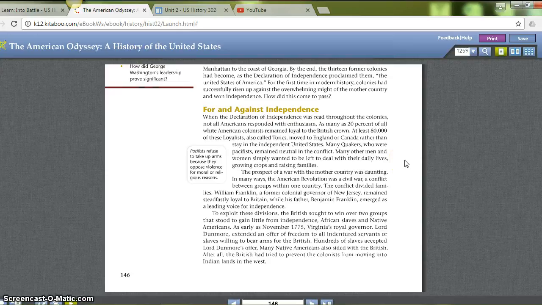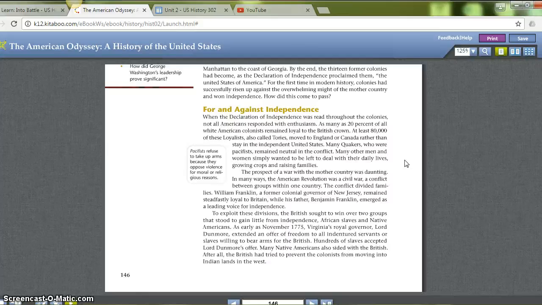Many other men and women simply wanted to be left to deal with their daily lives, growing crops and raising families. The prospect of a war with the mother country was daunting. And in many ways, the American Revolution was a civil war, a conflict between groups within one country. The conflict divided families. William Franklin, a former colonial governor of New Jersey, remained steadfastly loyal to Britain, while his father, Benjamin Franklin, emerged as a leading voice for independence.